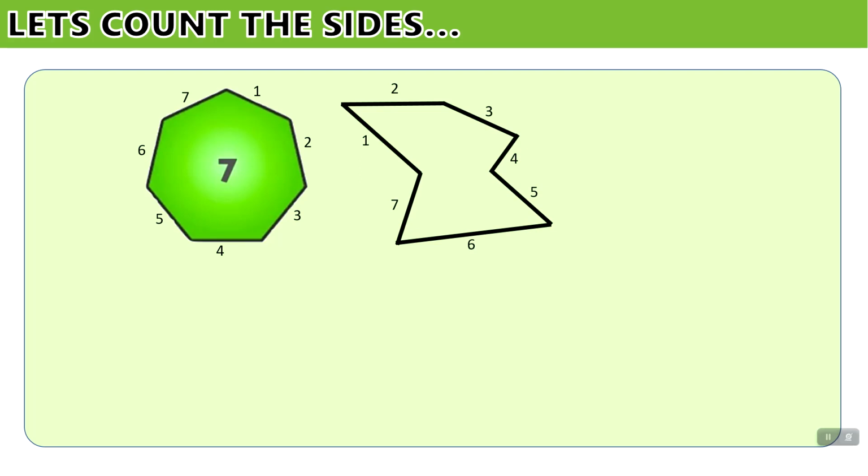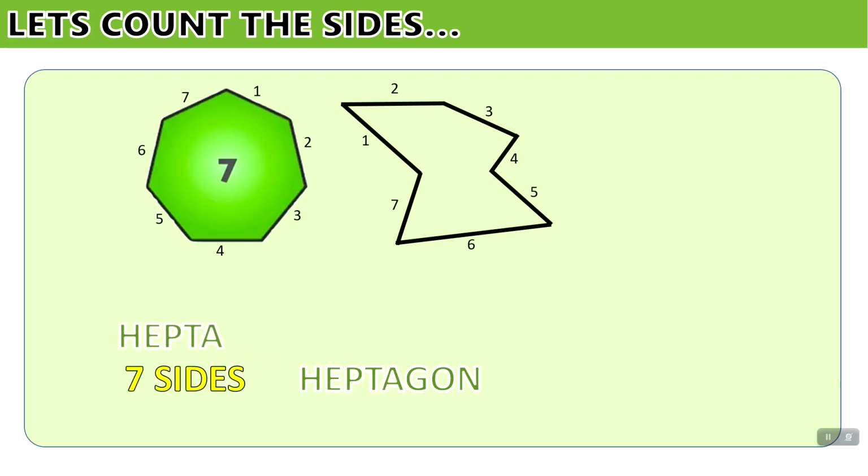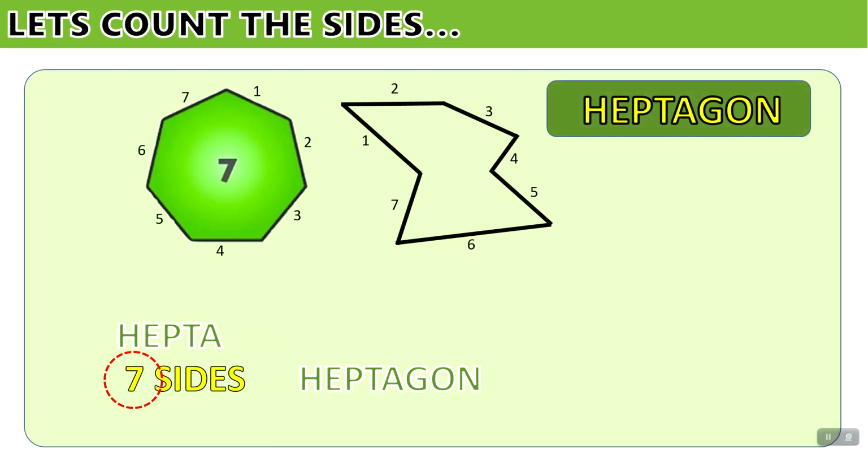7 sides, but it looks different than the one on the left. Nonetheless, they are both heptagons because they have 7 sides. The prefix hepta means 7. They're both heptagons, but this one is regular and this one is irregular.